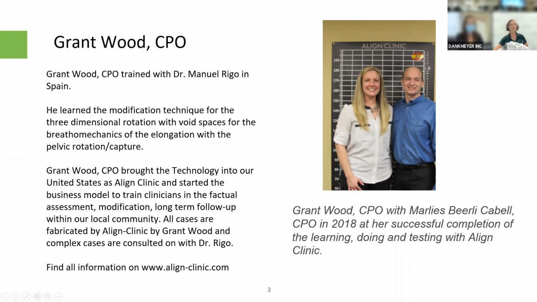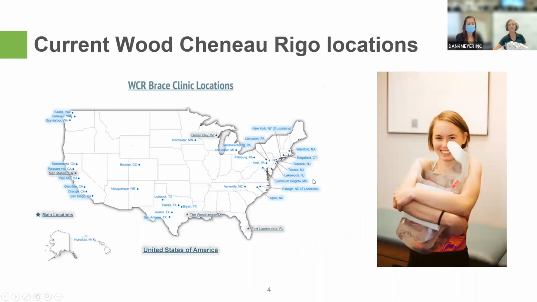My next slide shows where the locations are for the Wood-Cheneau Rigo, just general principle. You can see we are here in Linthicum Heights, but it's not in everyone's neighborhood, if you know what I mean. So if someone needs access to a Wood-Cheneau Rigo or the technology for three-dimensional correction with the ventral and dorsal void spaces, this is where they would be directed.